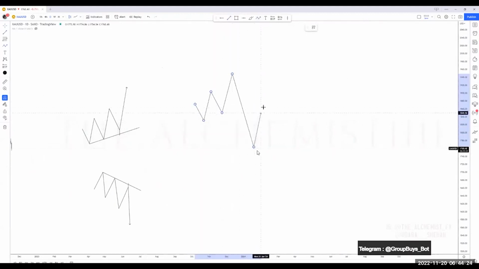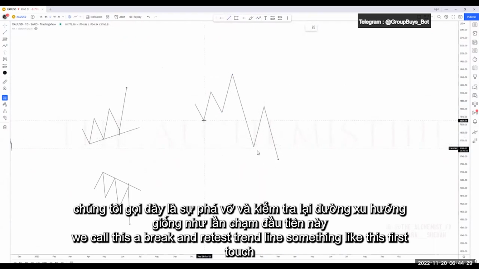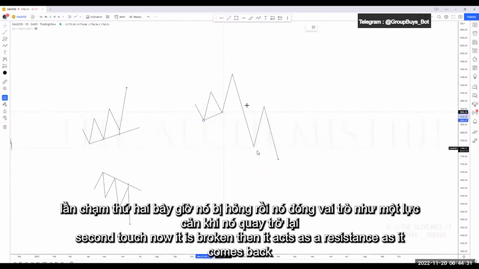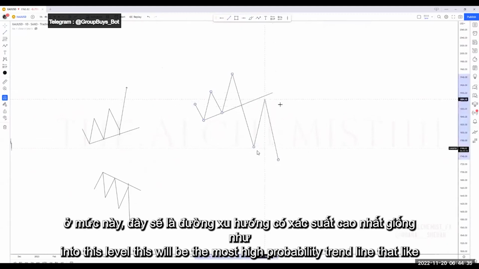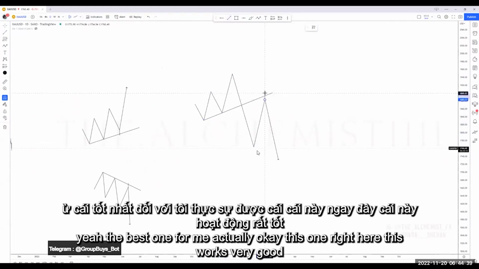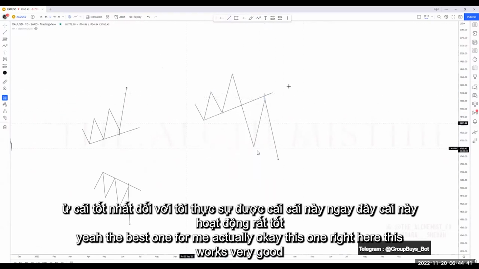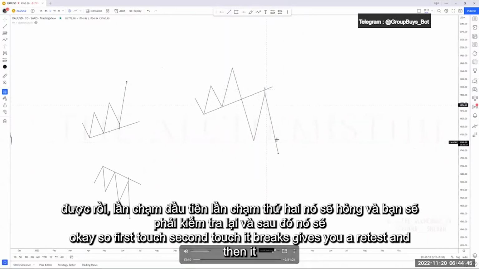Broken, then it turns into a resistance. We call this a break and retest trend line, something like this. First touch, second touch. Now it is broken, then it acts as a resistance as it comes back into this level. This will be the most high probability trend line, the best one for me actually. This works very well. First touch, second touch, it breaks, gives you a retest, and then it drops.